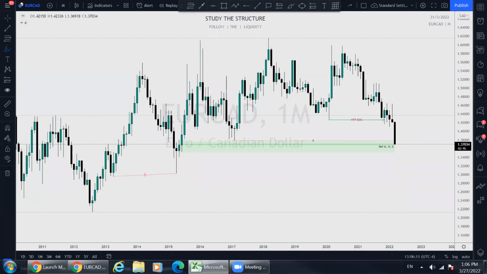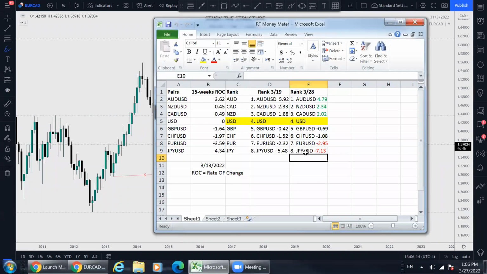EURCAD. Why am I looking at that? Because on the RT Money strength meter for the week coming March 28th, we can see the rankings are such that the CAD is third and the Euro is seventh. I'm looking at the CAD because it is 2 or better. 2 or better on the strength meter means that there's a high probability that price is going to continue higher.